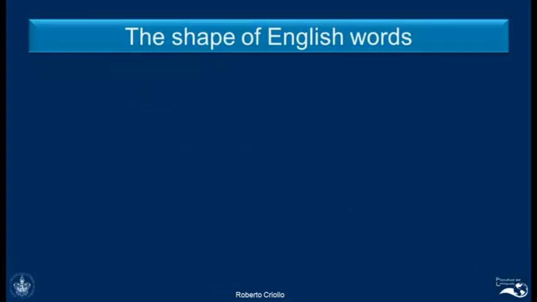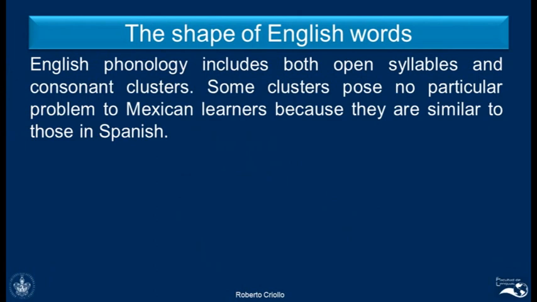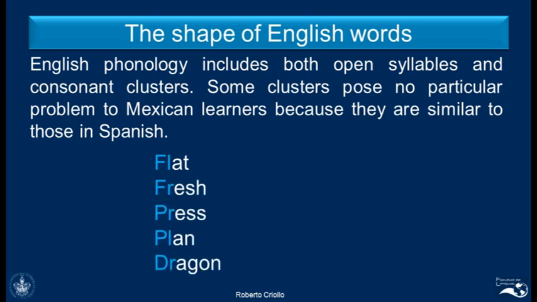The first thing we need to say about the shape of English words is that the phonological system of the English language includes both open syllables, that means consonant-vowel, but also some consonant clusters, or groups of consonants that appear together. Now, some clusters are relatively easy for Mexican learners because they are very similar to the ones that we have in Spanish. Some examples are flat, fresh, press, plan, and dragon.